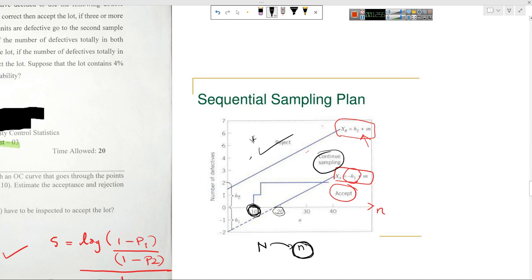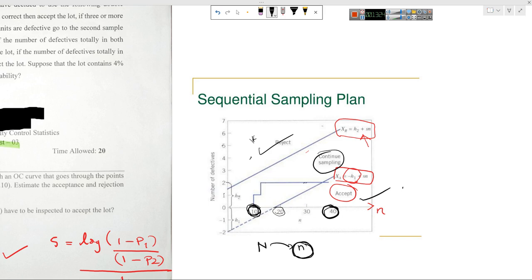Now if you take 30, then again in the 30 also we have 2 items, so we will take the next sampling. So if we take 40, then before that we will sketch these lines based on the equation we have derived, right? After that, if we take 40 items and if we found only 2 defectives, then we will accept the lot, right? So this is the story behind the sequential sampling plan.